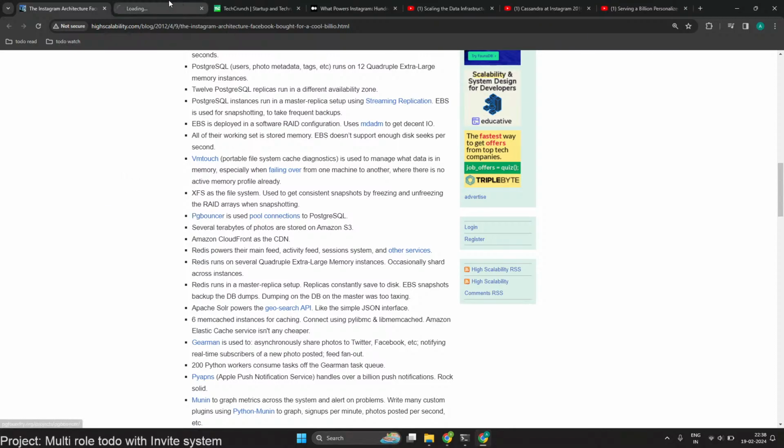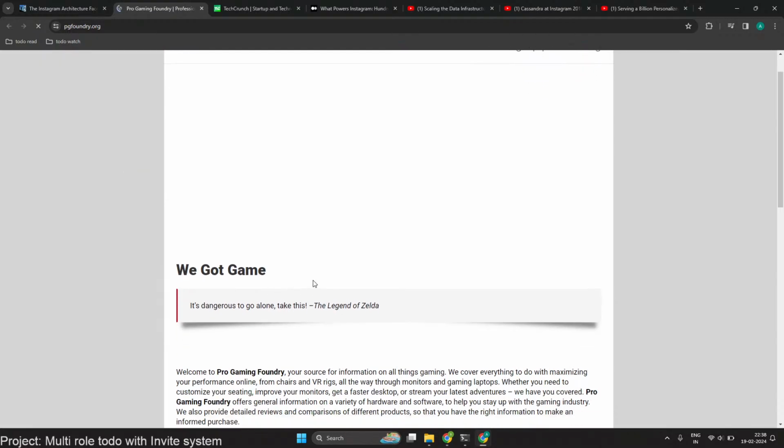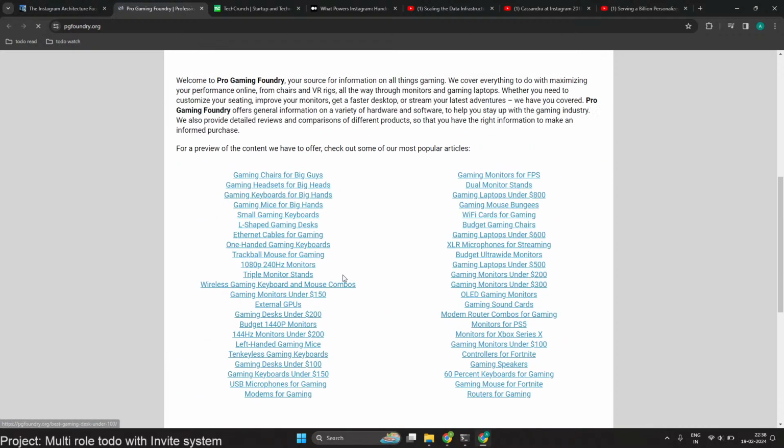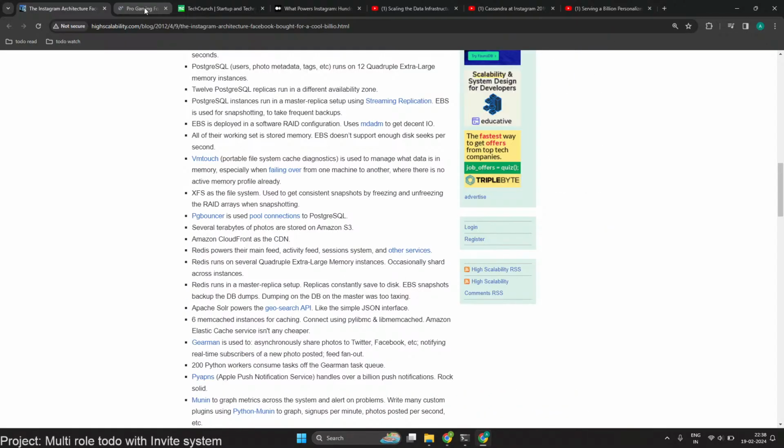PgBouncer. But I don't know if it will be attached to the HTML front as a CDN, and Redis powers their main feed, active session system, and other services.